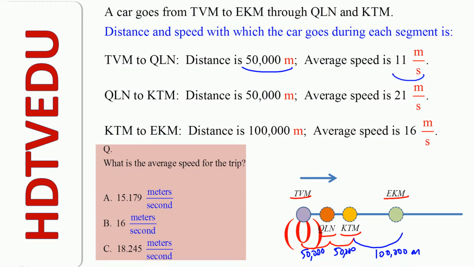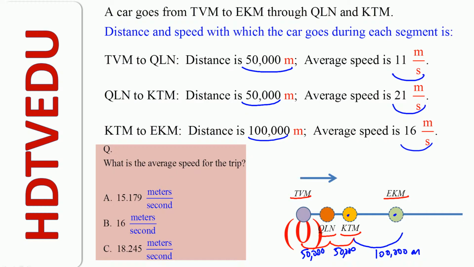Next, we go from QLN to KTM. The distance is 50,000 meters. The speed is 21 meters per second. And last, KTM to EKM. What is the distance? 100,000 meters. And what is the speed? 16 meters per second. So for each segment, we have the speed and the distance.